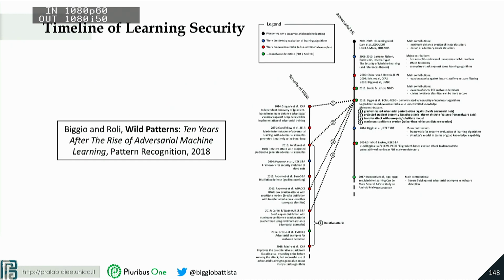And if you're interested in knowing more, this is the paper I was mentioning before, where we describe all this historical evolution of attacks and what the common points are between the different things. So it's essentially a summary of this lecture, okay?